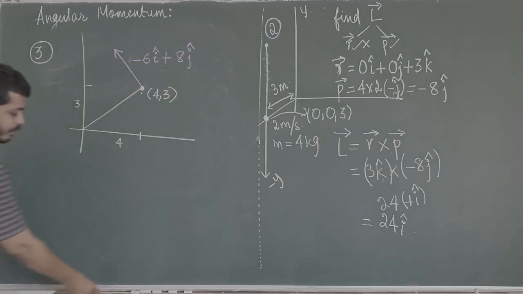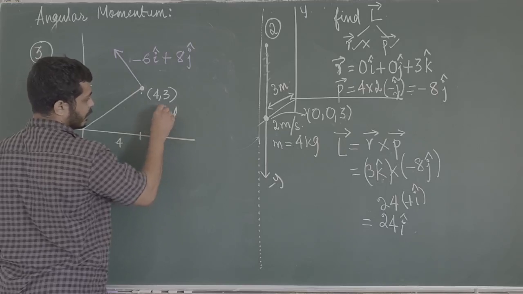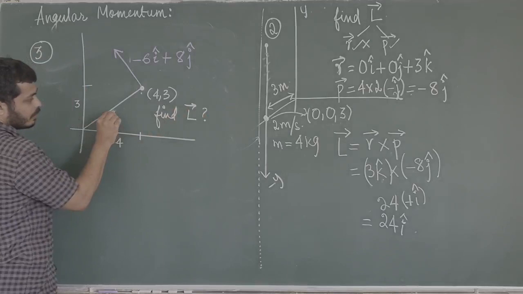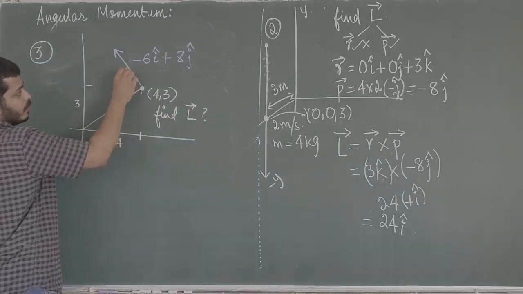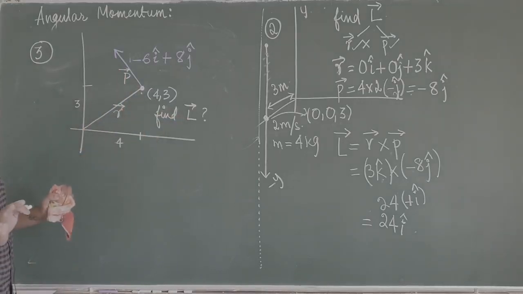Can you find out the value of L? In this case, can you find out the value of angular momentum? Can you find out L vector? What do you need? You need R vector, you need P vector. So R cross P is L vector. Okay, that thing is very clear.